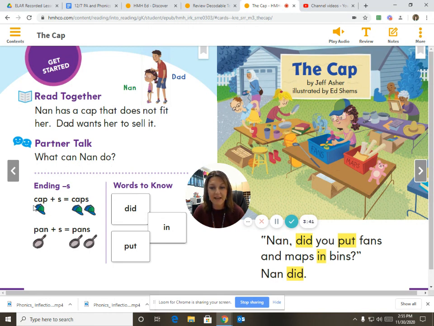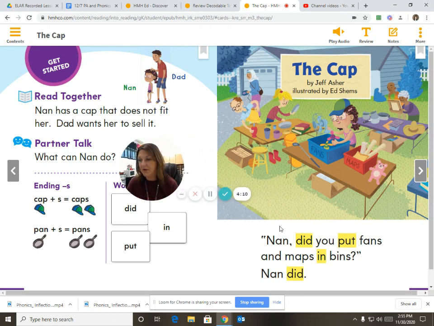Here are our ending S words. We have cap, which is just one, plus S equals caps. We have pan plus S equals pans. So we have more than one pan. Here are our words to know. I'm going to say them and you repeat. Did, good. In, put.